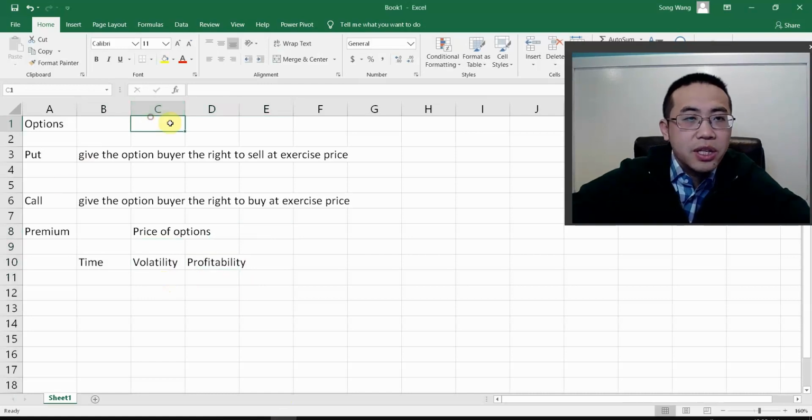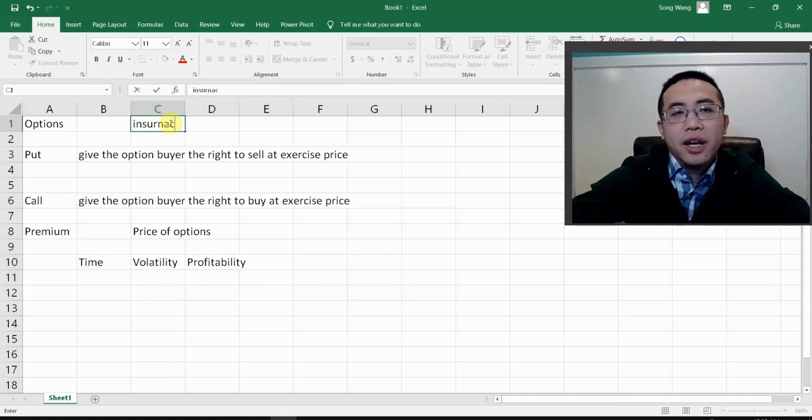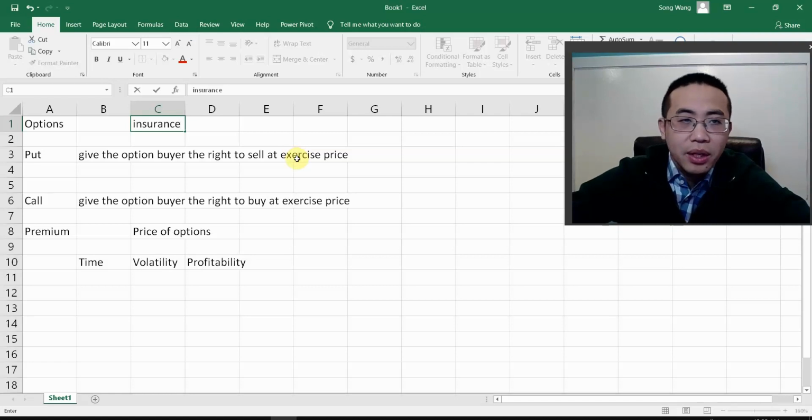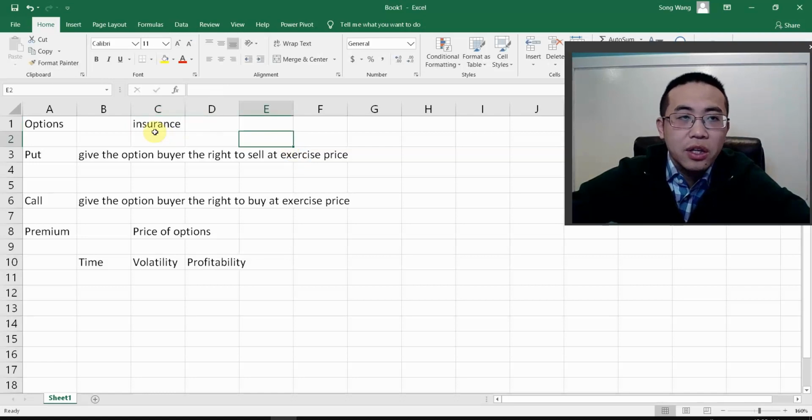Thinking about this, an option is like an insurance plan. It just provides a tool to hedge the risk, so you are able to sell or buy at a specific price that was predetermined. So you don't have to bear the risk in the exchange market. You don't have to get hurt when the volatility goes up or down. So essentially, an option is an insurance plan. And what makes the insurance more expensive? Definitely, when the situation is more dangerous, that makes the insurance more expensive.